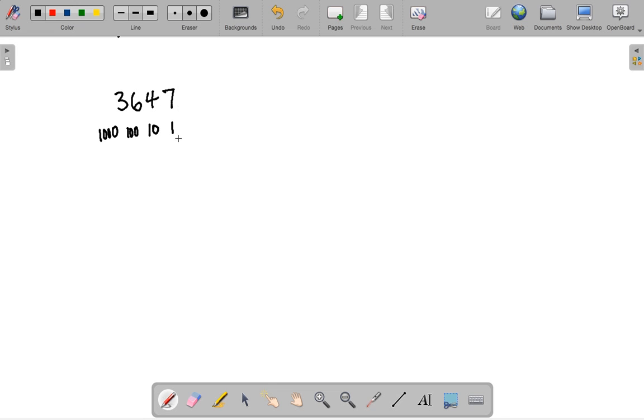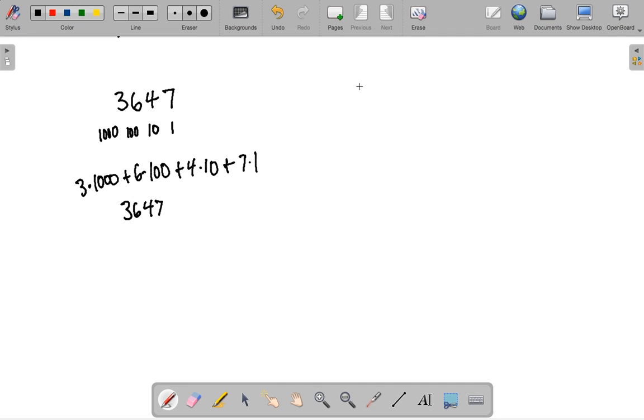So each of those has that value. Really what this is, is 3 times 1,000 plus 6 times 100 plus 4 times 10 plus 7 times 1. And when we write that all together, it looks the same, 3,647, because we use base 10. If you were to write the same value in a different number system with a different base, what you would be doing is changing the value of those digits.